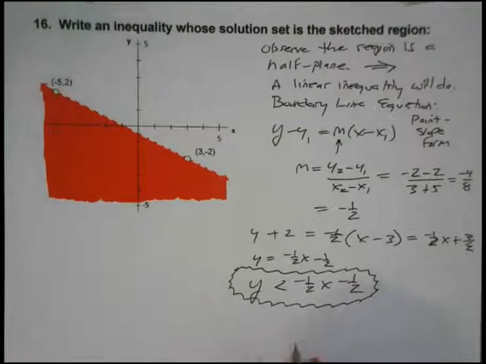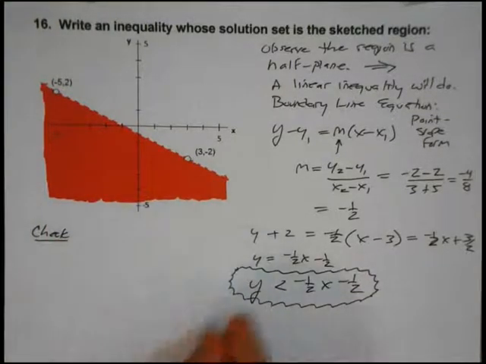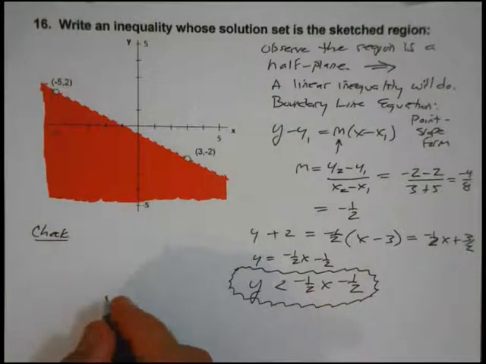Okay, now as a check on this conclusion here, let's see, I like to work with 0, 0. Now in this case, 0, 0 is not in the region.